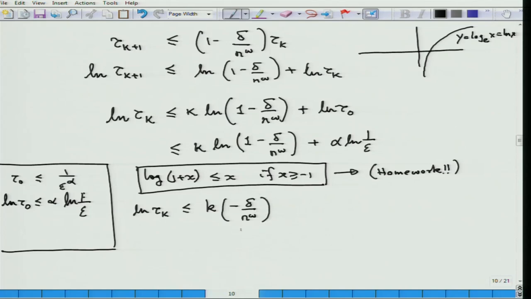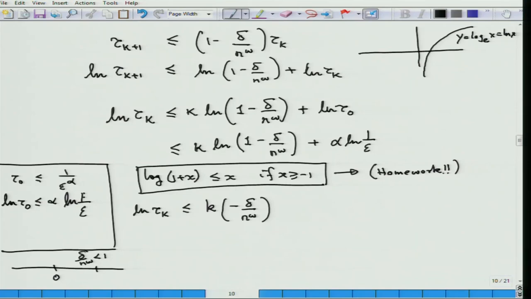So, you choose your delta and n omega in such a way that this can be made bigger than minus 1. These are positive quantities, but if I put a negative 1, I can choose delta and omega in such a way that delta by n omega has to be strictly less than 1, otherwise 1 minus delta by n omega has no meaning. So, one has to observe that this expression is meaningful if I have this to be positive.